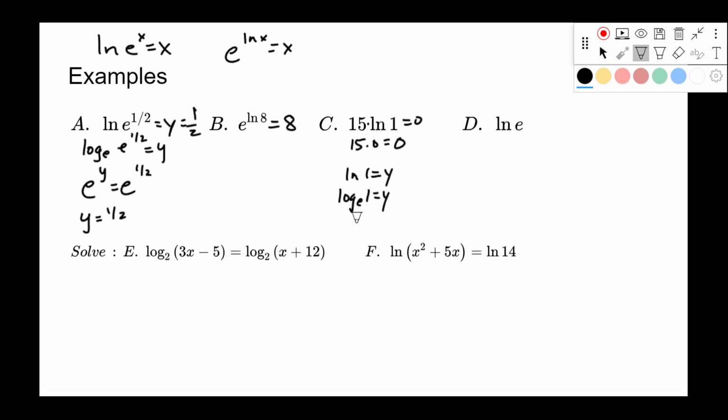If you didn't know the natural log of 1 was 0, I'm going to switch the form. e to the y is equal to 1. What's y have to be? The exponent has to be, to make this answer 1, 0. So ln 1 would be 0.